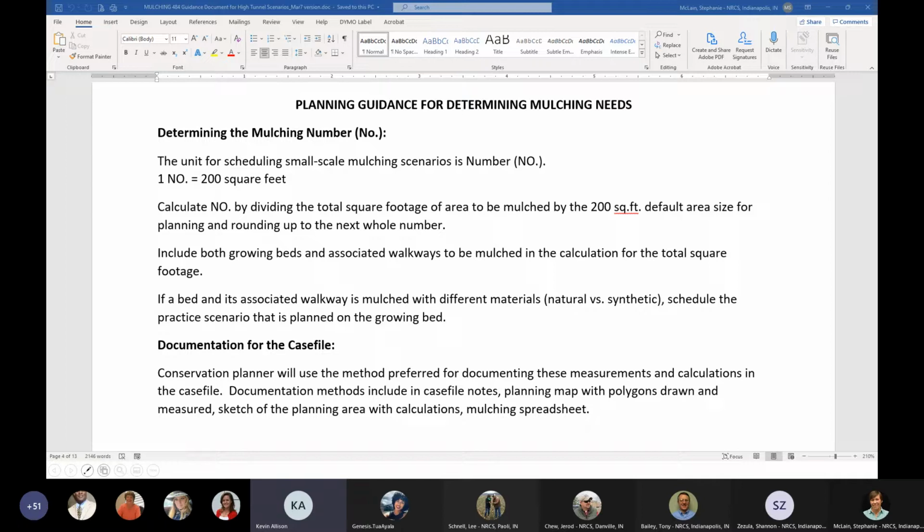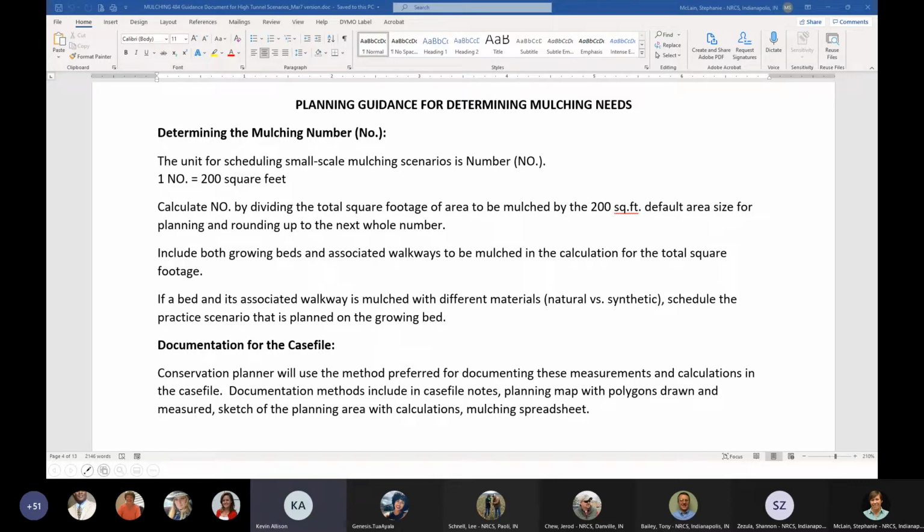So again, include the growing beds and the associated walkways. There will be instances where the bed and the walkway may be mulched differently. So you'll notice that in the mulching scenario, there are two mulching scenarios, one for natural mulch and one for synthetic. Synthetic means more like black plastics and landscape fabric, whereas natural might be straw or leaf mulch. So if the growing bed is to be mulched with natural, then also include the walkways as natural mulch as well. So you would take that whole area.